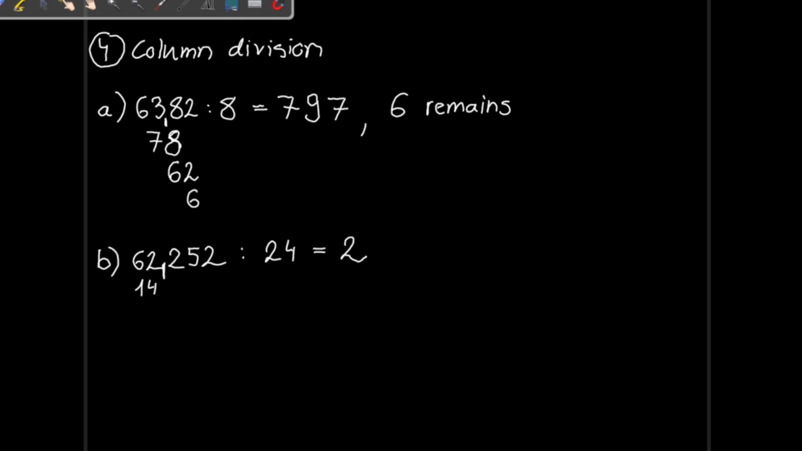Great. Now we add the next number here, and we divide 142 by 24. Now we know that 5 times 24 is 120, and then 22 remains, which is smaller than 24. We add now 5 down to this. 225 divided by 24.